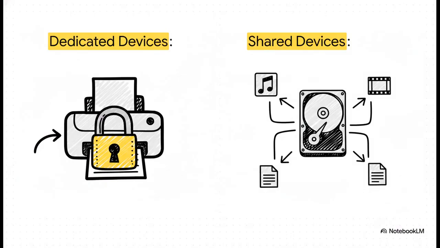Well, it starts by sorting devices into two main buckets. First, you've got your dedicated devices. Think of a printer. It gets locked down for one job and one job only, until it's finished. Then you've got shared devices, like your hard drive. Multiple programs can read and write data from it, and it all seems to happen at once.